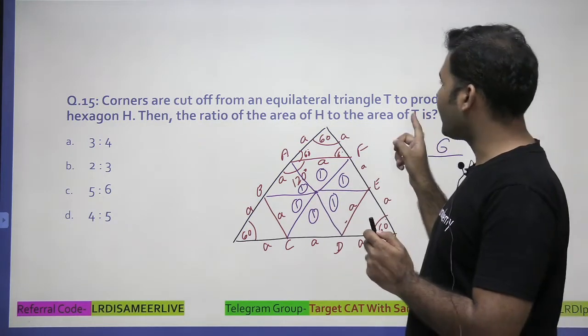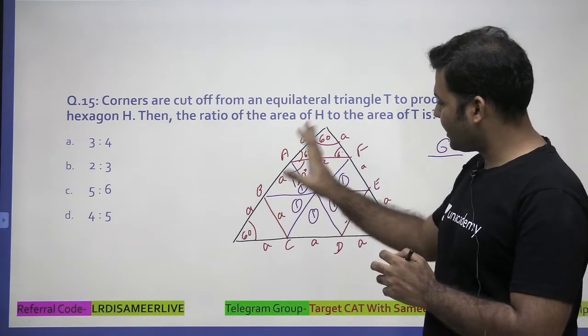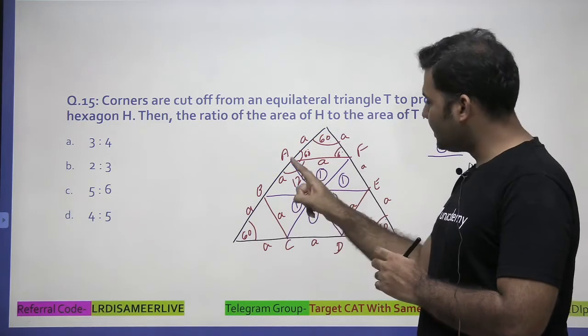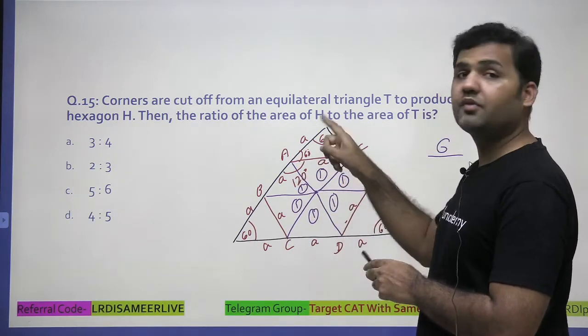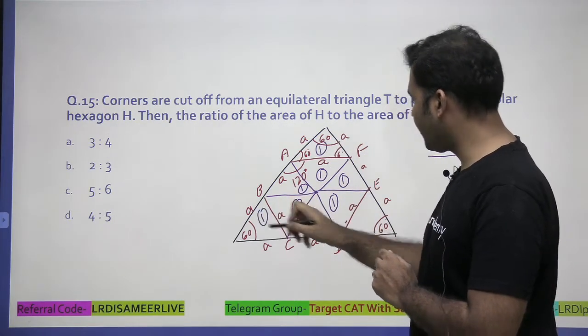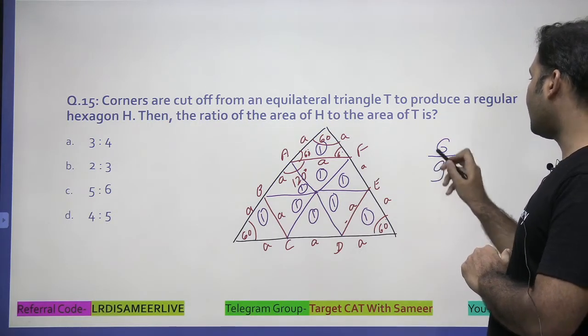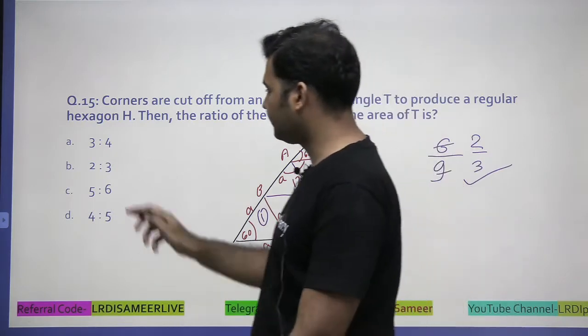Now, if I want to find out the area of T, that means of the equilateral triangle, see that the complete equilateral triangle is made of this hexagon and these 3 equilateral triangles. This is an equilateral triangle with sides of A. This is also an equilateral triangle with sides of A. So this area will also be 1, this will also be 1, and this will also be 1. The whole equilateral triangle area is 9. Answer is 2:3. That means option B.